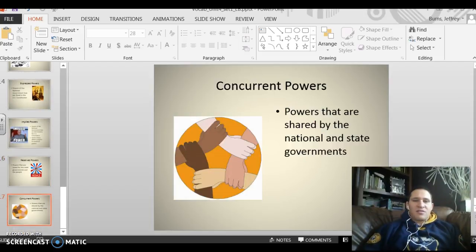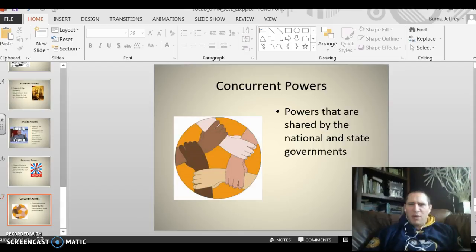Okay? And then our last one is concurrent powers. And these are powers shared by the national and state governments. They work together. So we have establishing laws. We have national laws. We have state laws. We have establishing roads. National roads, like interstates. State roads, like Braddock Road, Route 620, that's a state road. Local road, Burke Center Parkway is a Fairfax County road, or Fairfax County Parkway, for example. We have collecting taxes. We have federal income tax, we have state income tax, we have local taxes. So these are examples of concurrent powers where you see it at all levels of government.